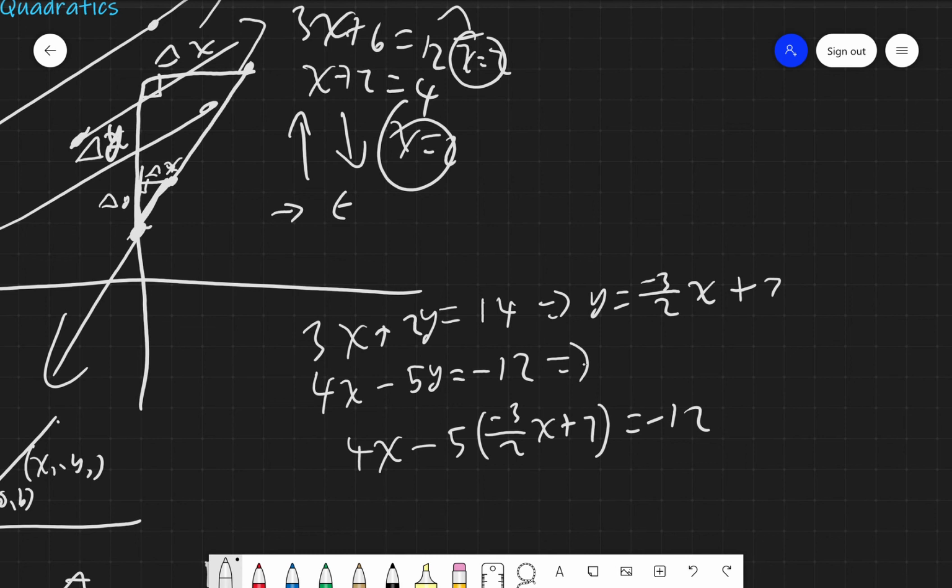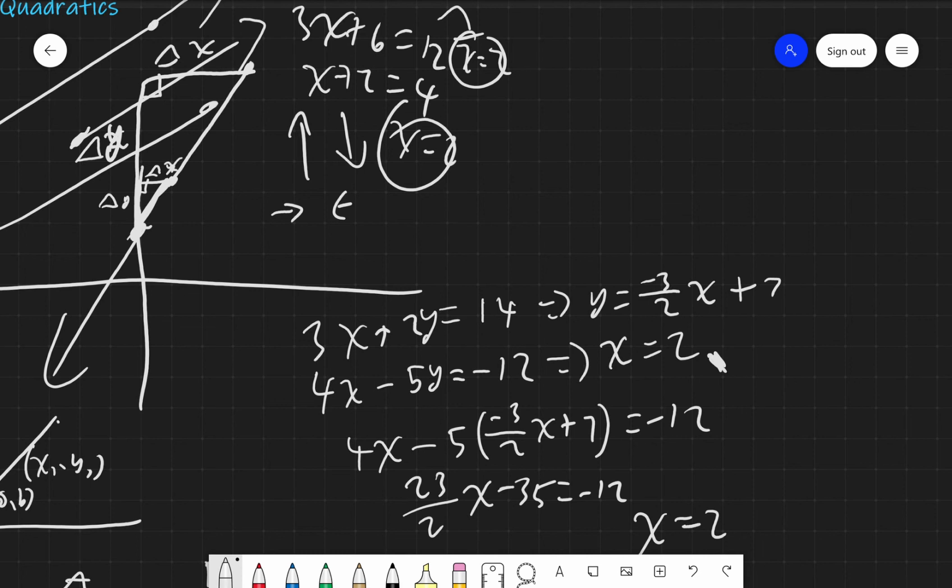So if we simplify this a bit, we get 23 over 2 x, I think, minus 35 equals negative 12, and it works out pretty well. x equals 2. Cool. We plug that in. Yeah, so x equals 2. Now we found x, but we're not done.